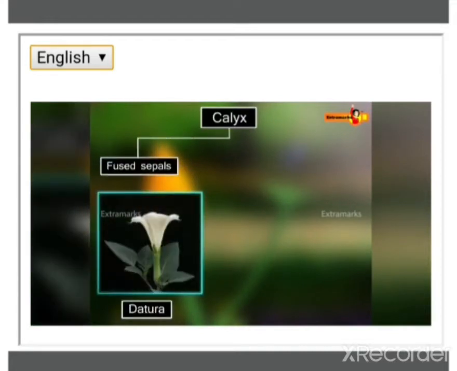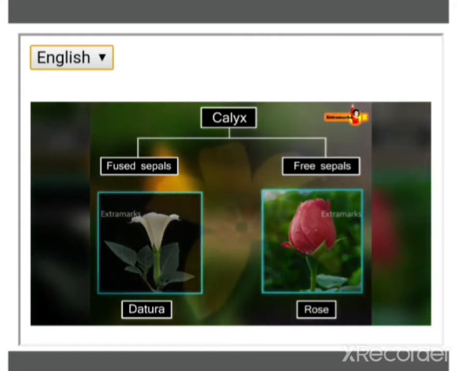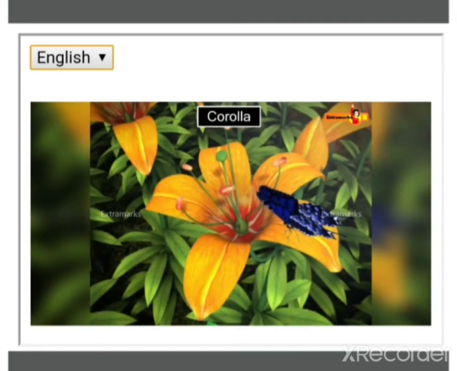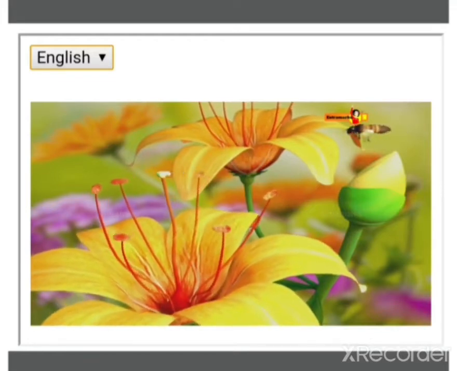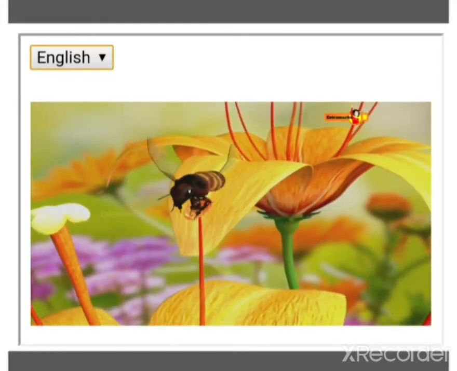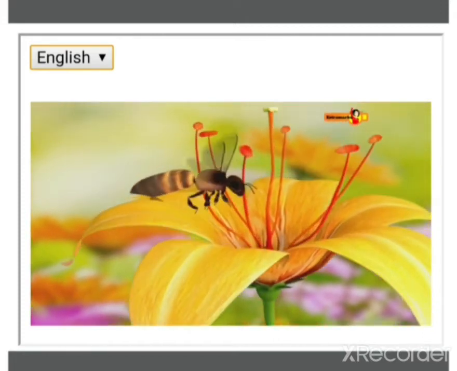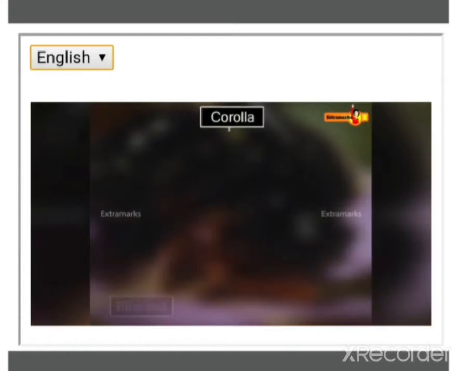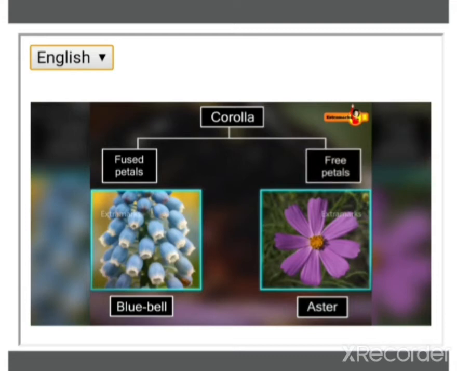Some flowers like datura have fused or united sepals, while others like rose has free sepals. Corolla is generally large, elaborate, bright-colored and sweet-smelling, which helps in attracting insects, moths and honeybees during pollination. Like sepals, petals are also united as well as free. For example, bluebell flower has fused petals, while aster flower has free petals.